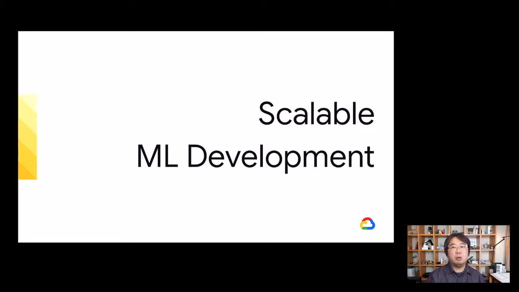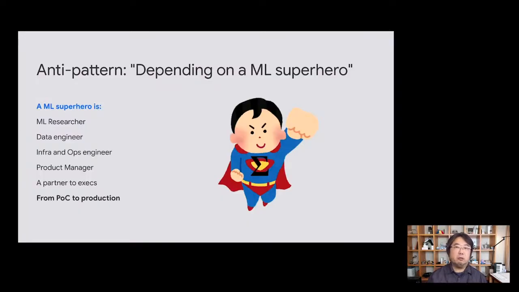How you can build a scalable machine learning development environment. Starting with the anti-pattern called depending on the ML superhero. I have seen this anti-pattern happen in a couple of my past clients. The large enterprises and the large organizations usually have a few ML superheroes, who can be an ML researcher, who can read all the machine learning papers and understand what's happening in the machine learning models. But also, they can write Python code or Go code or Java code to build data warehouse systems or ETL systems or the serving infrastructures for the machine learning production system. And also, they can be a product manager who can define the machine learning system requirements, specifications, and discuss the benefits and the downsides of those machine learning systems, talking to the stakeholders and business executives. And they do that from POC to production phase.